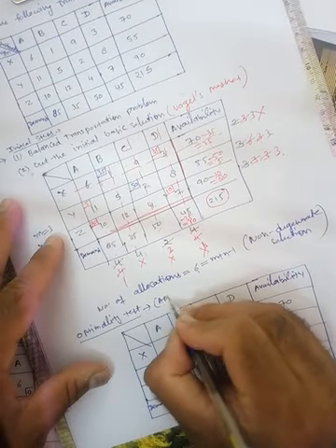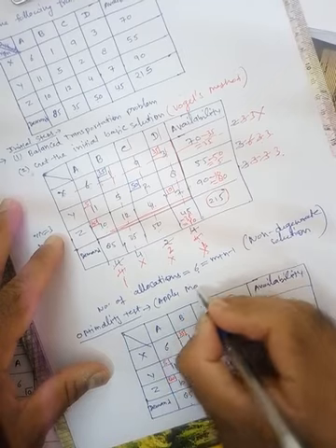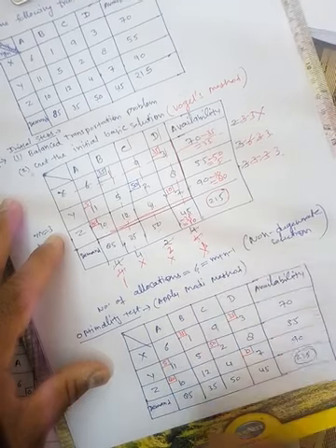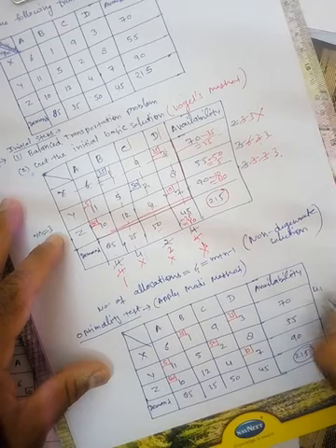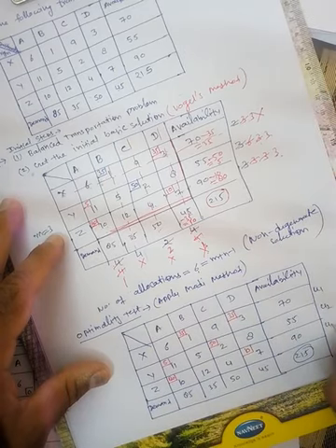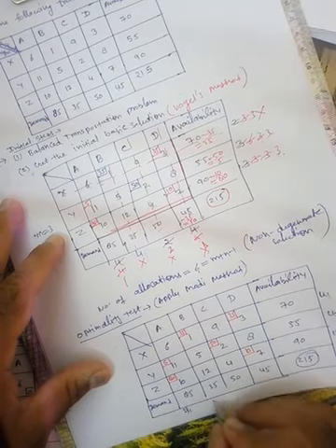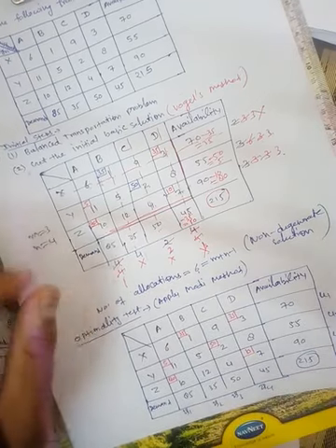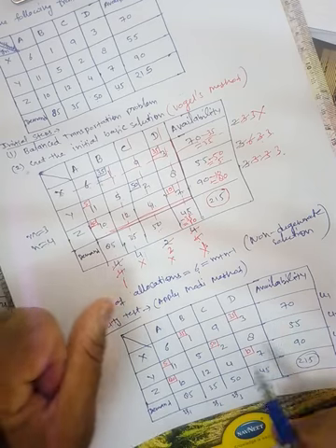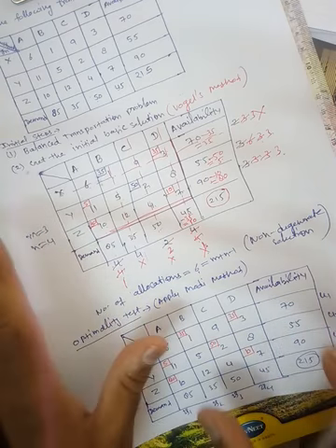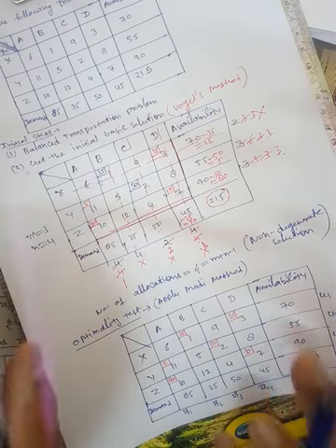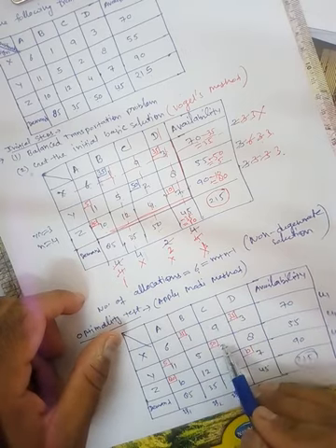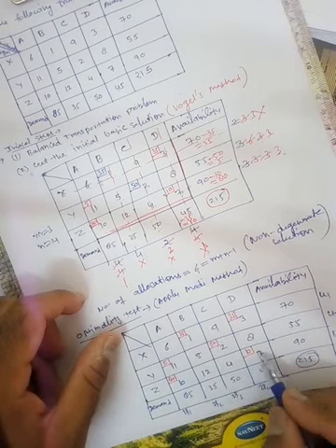So apply Modi method. So here U1, U2, U3, V1, V2, V3, V4. Fine. Now examine the row or column having the largest number of allocations. So in the first row there are 2 allocations. In the second row there are 2 allocations. In the third row there are 2 allocations.